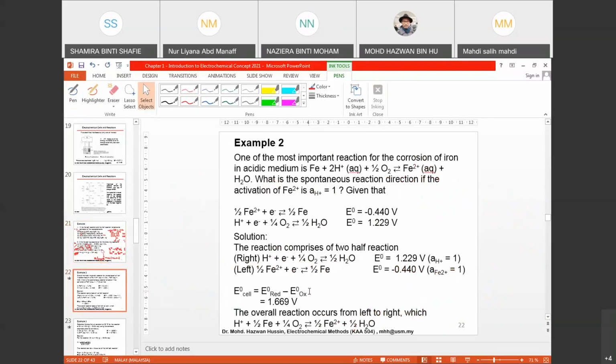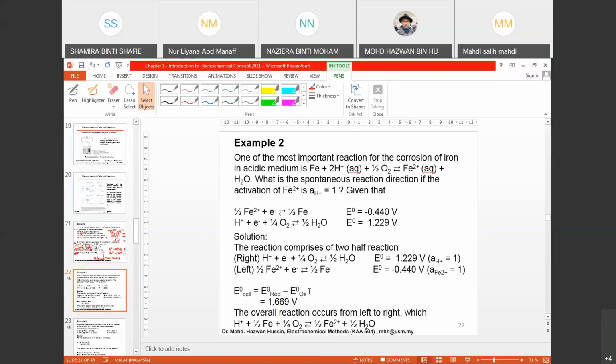All right. So another example. This is actually an example of how you can calculate the cell potential. One of the most important reactions for the corrosion of iron in acidic medium is iron reacting with acid and oxygen to produce Fe2+ with water.